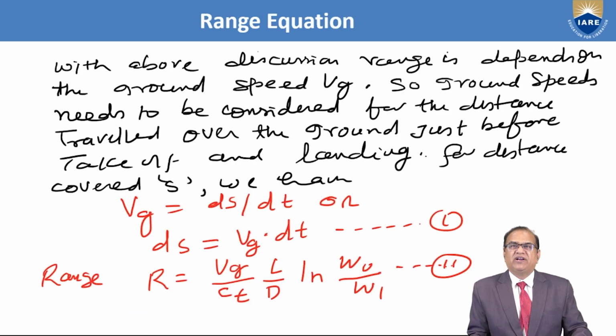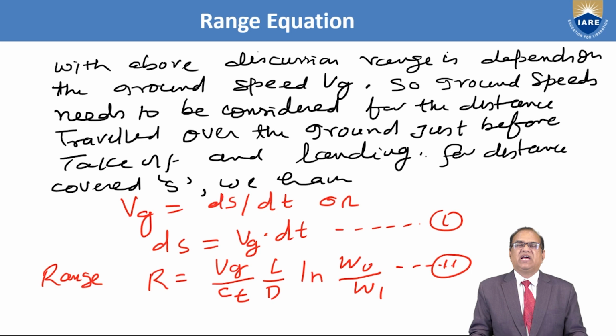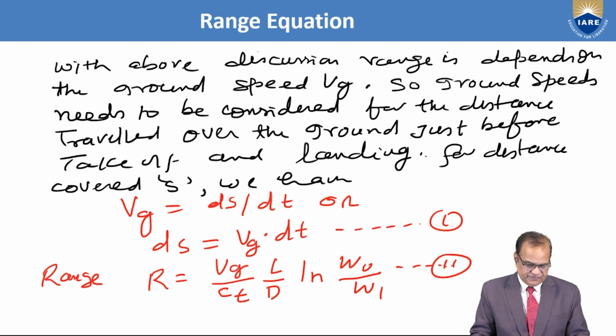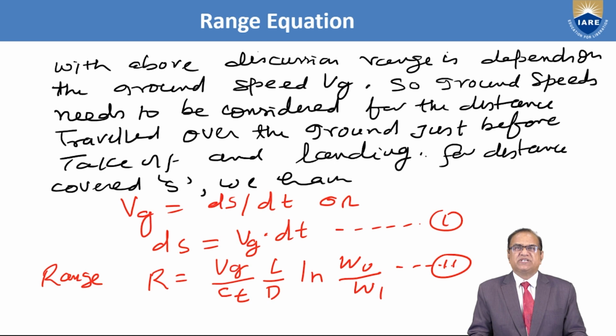Now we will find out the range equation, and from the range equation we will see what is the effect of the headwind and the tailwind. With the above discussion, range depends on the ground speed Vg. So ground speeds need to be considered for the distance traveled over the ground, just before takeoff and the landing.